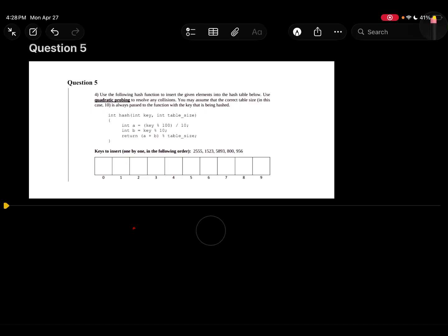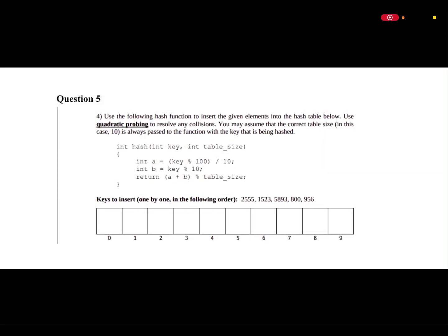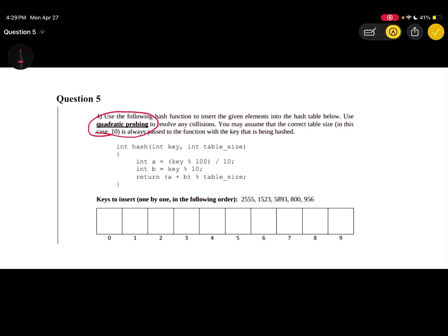One other thing they can do is give you the hash function itself. It is up to you to decipher what the hash function does and calculate the values. And always look in the question for whenever there's a collision, what technique they're using. So in this question, they're using quadratic probing.